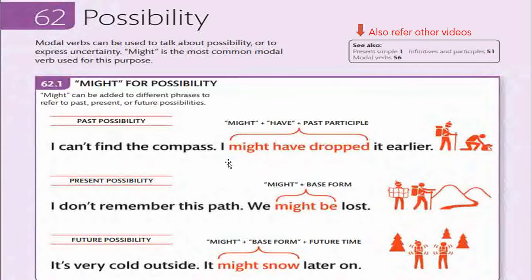Let's get into this example only. I can't find the compass. I might have dropped it earlier. So this connotation is the past possibility.